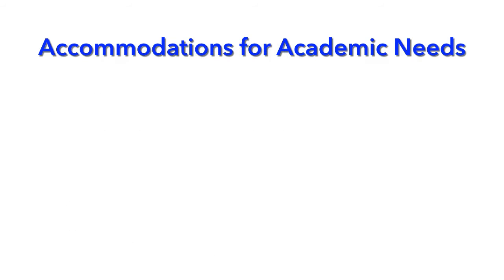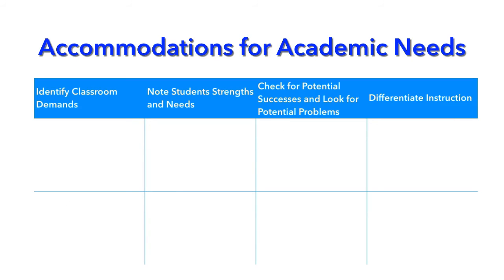Let's take a look here. I drew up a little chart, a couple of examples out of the chapter. Identify classroom demands, that's the I. Note student needs and strengths, that's our N. Check for potential successes and look for potential problems, that's our C and L. And our differentiate is the D. We're skipping brainstorm, and this is the way that it's done in the chapter, so I'm just rolling with that. But it works.